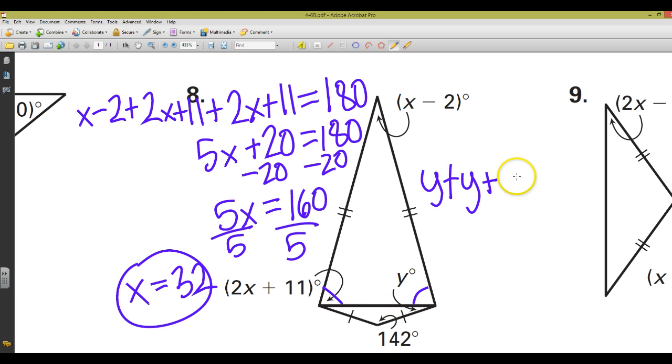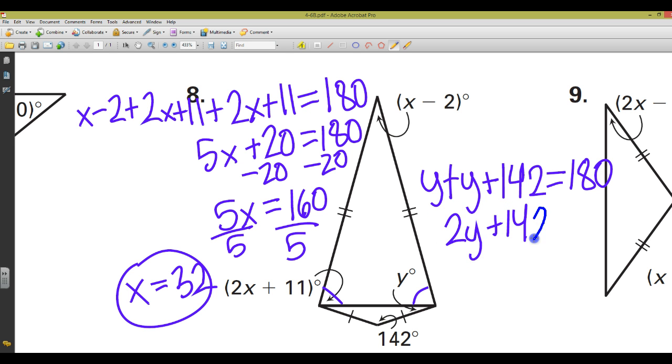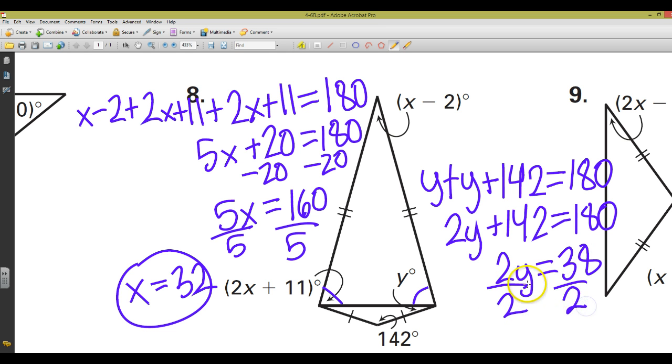plus the vertex angle, 142, is equal to 180. So if I combine my like terms, I get 2y plus 142 equals 180. If I subtract 142, I get 2y is equal to 38. And if I divide both sides by 2, I get y is equal to 19.